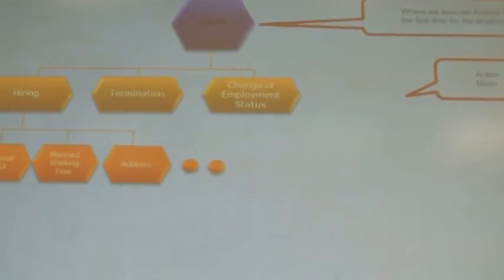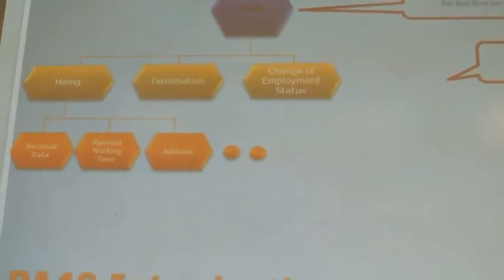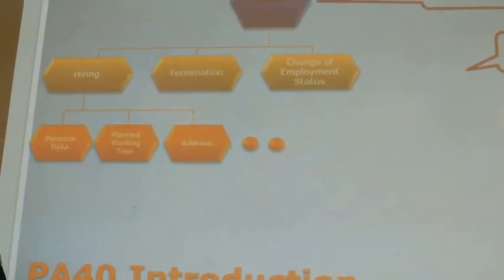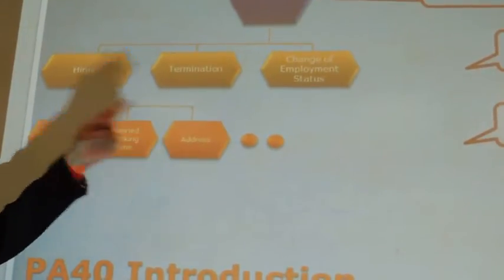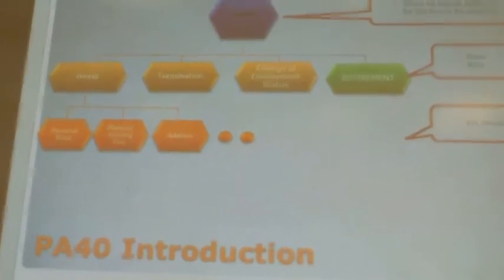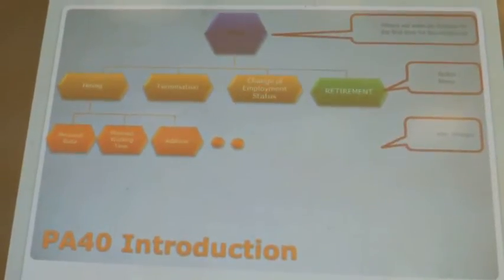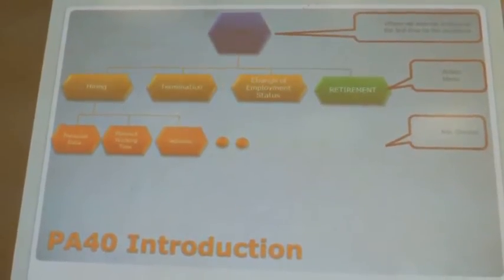Under that we create different groups. This is also called the action menu. Under that we create different info groups. For one action there is a different info group, and these are all the info types like personal data, planned working time, address, and so on. Today we'll talk about retirement, or how to customize the retirement action.